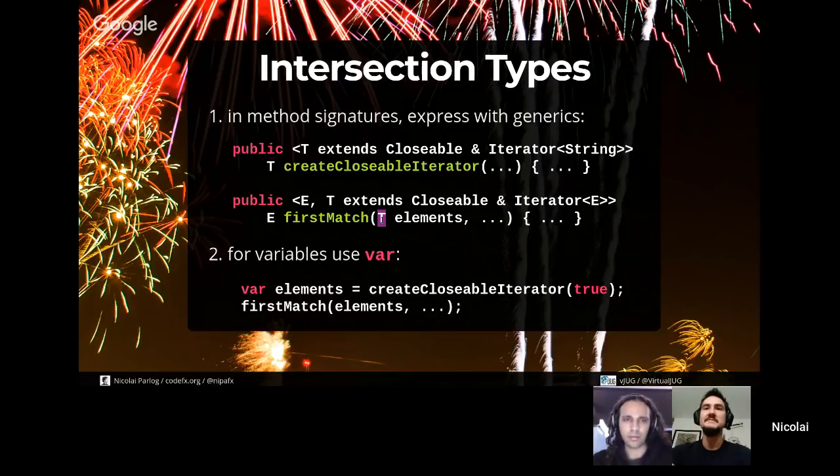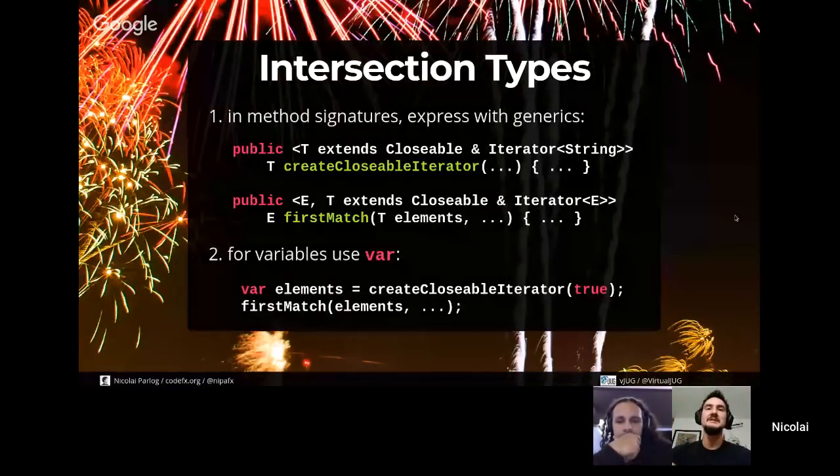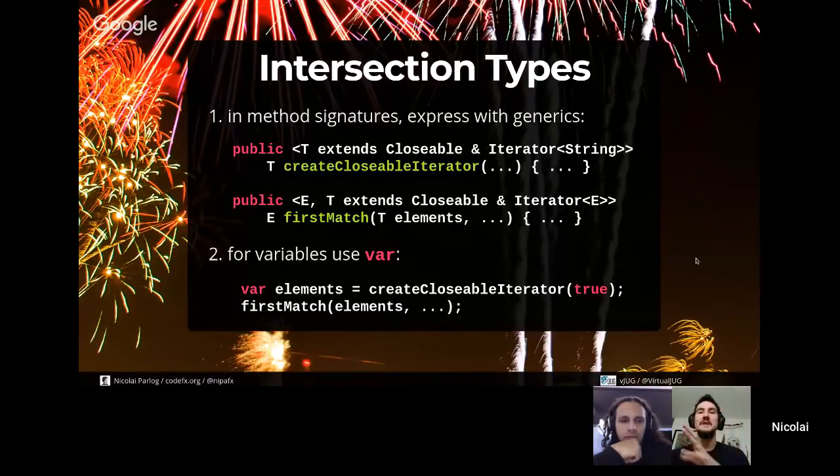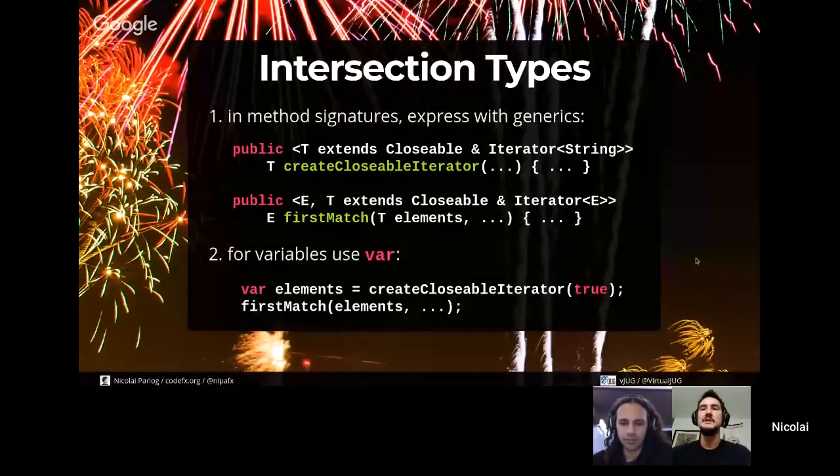First match has it as a parameter type here. But the gist is you get to express that in generics. But you can't do that anymore if you want to have a variable. Well, you kind of can. You can pull this T into the outer method, and then have elements declared as T here. But that's even worse than what we've already done to the language. So I think it's fair to say that there's really no good way to have a variable of this intersection type unless you use var. And what you see down there, var elements equals create closable iterator true, is exactly what we've just seen in code.